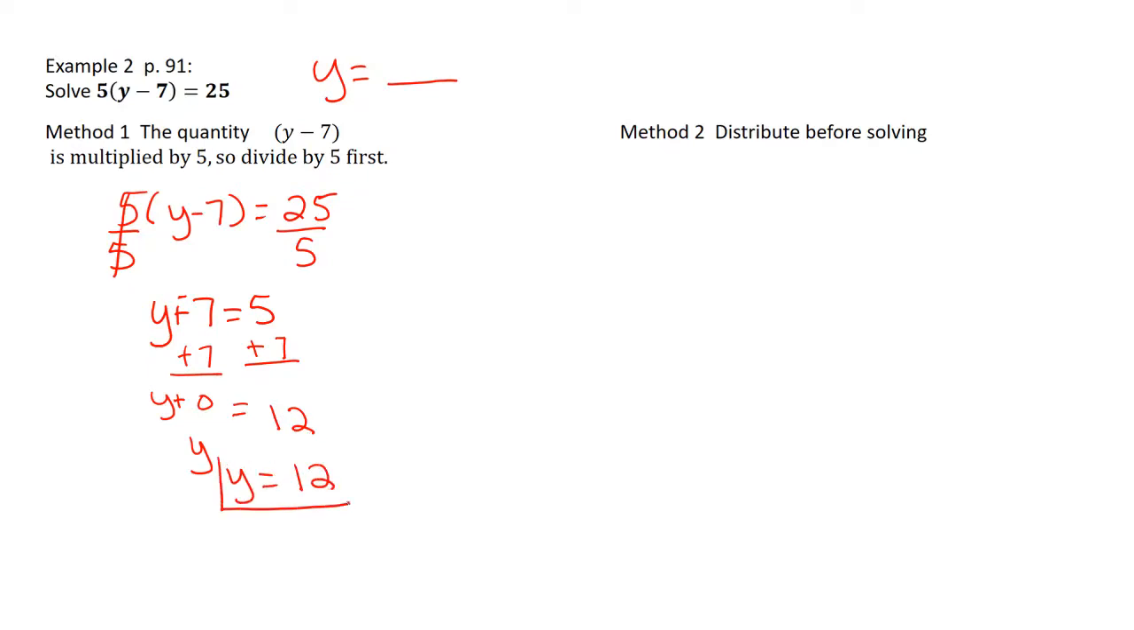Now we're not quite finished yet. We have to check it. So we say 5 times 12 minus 7 equals 25. 12 minus 7 is 5.